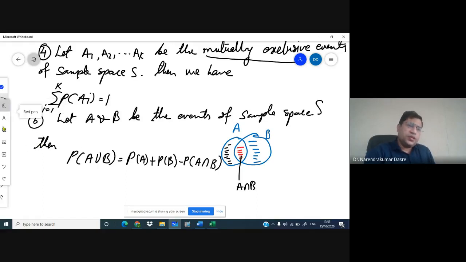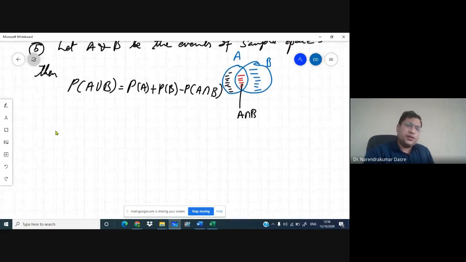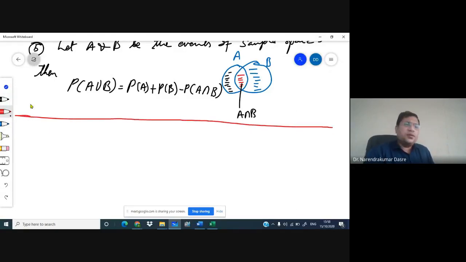These are some of the basics of probability that we have to consider. Now we consider our classical examples. The first example is coin tossing.